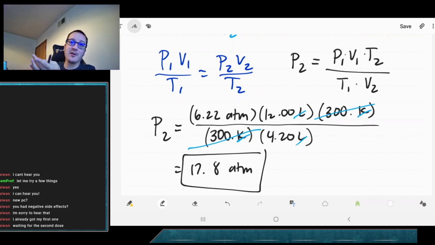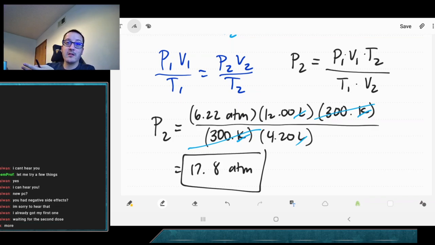If we also look at this, 12 and 4.2, that's roughly 3, right? 12 over 4 is about 3. So if we're dividing our volume by 3, we're roughly multiplying our pressure by 3. 6 times 3 is 18, right? Of course, 12 divided by 4.2 is not exactly 3, but it's close enough. We're in the ballpark here. So this is confirmation that we're on the right track. You can be confident in your answer just by thinking about it a little bit. All right?